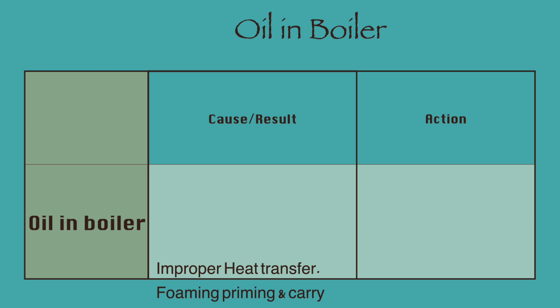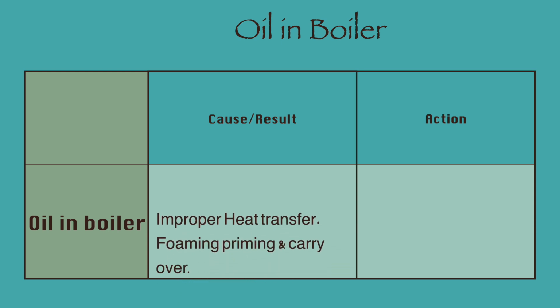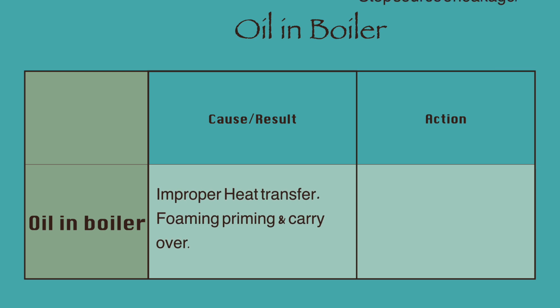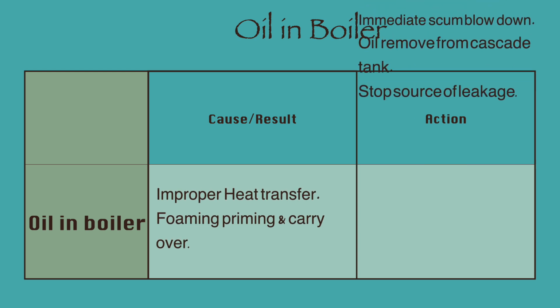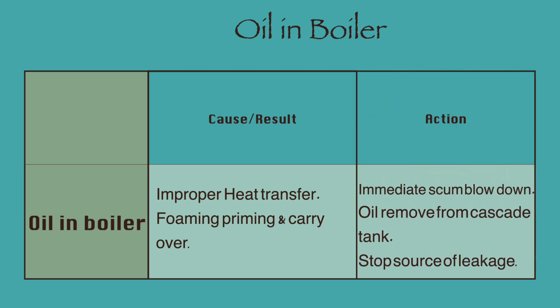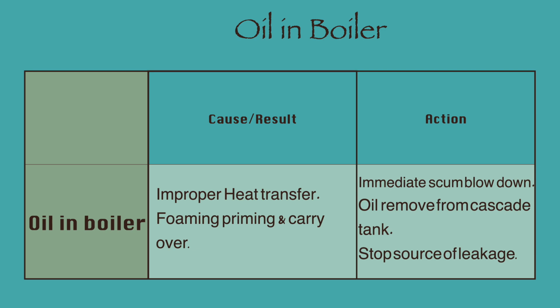If there is oil in the boiler: cause, result and action. If there is oil inside the boiler, improper heat transfer, foaming, priming and carryover will happen. To minimize this, action should be immediate: scum blowdown, oil removed from cascade tanks, and stop the source of leakage.